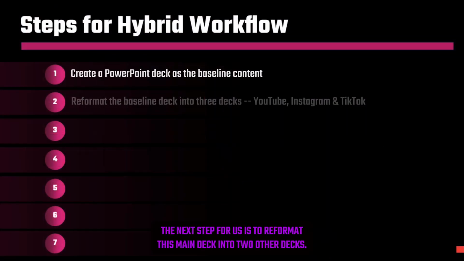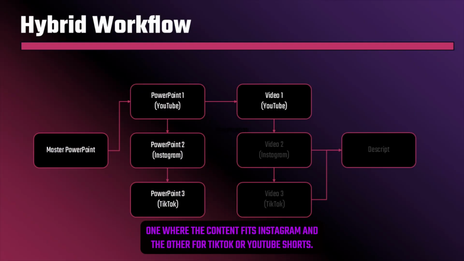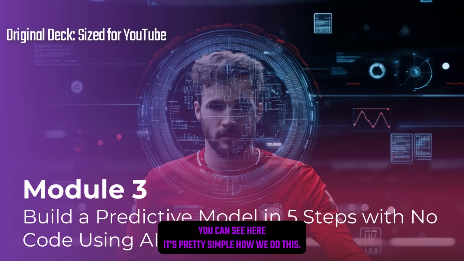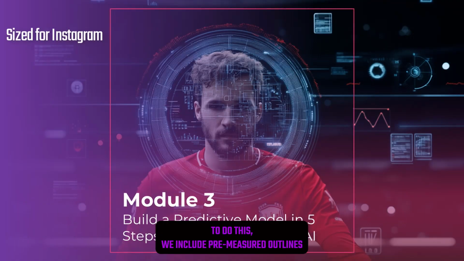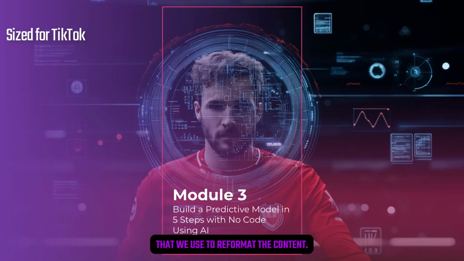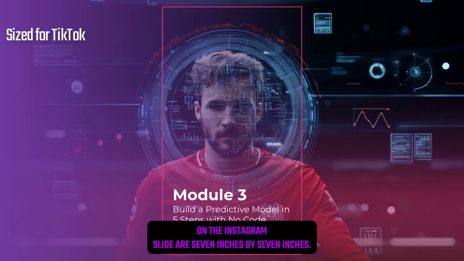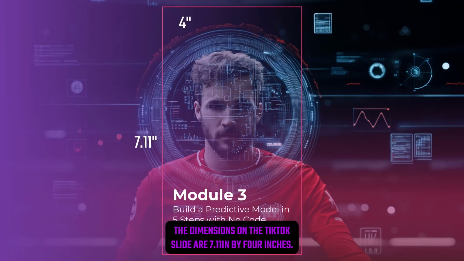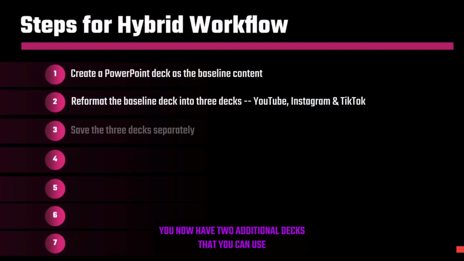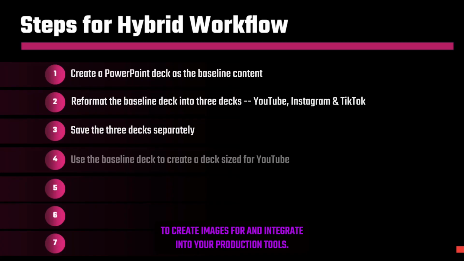The next step for us is to reformat this main deck into 2 other decks. One where the content fits Instagram and the other for TikTok or YouTube Shorts. You can see here it's pretty simple how we do this. To do this, we include pre-measured outlines that we use to reformat the content. The dimensions of the outline on the Instagram slide are 7 inches by 7 inches. The dimensions on the TikTok slide are 7.11 inches by 4 inches. You now have 2 additional decks that you can use to create images for and integrate into your production tools.